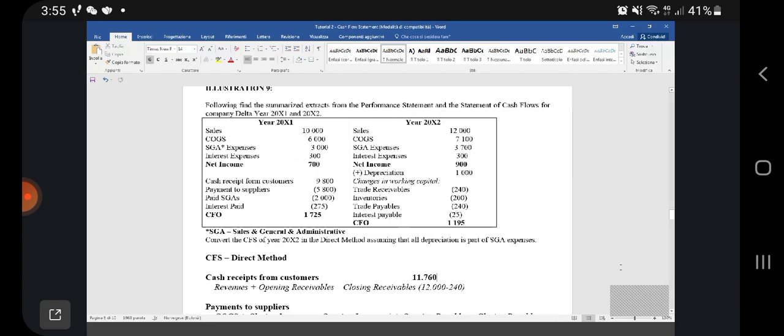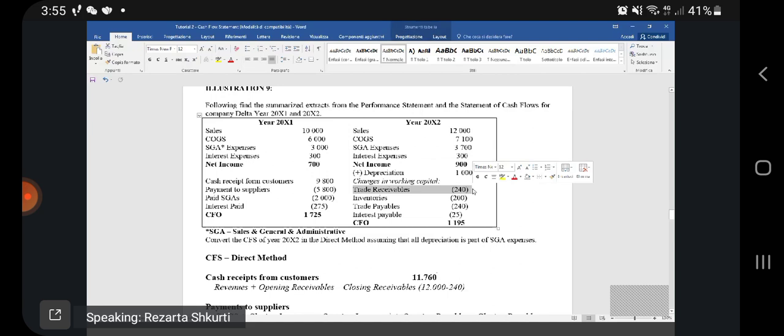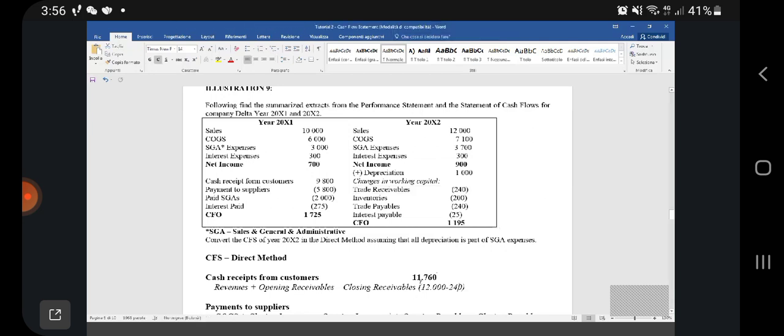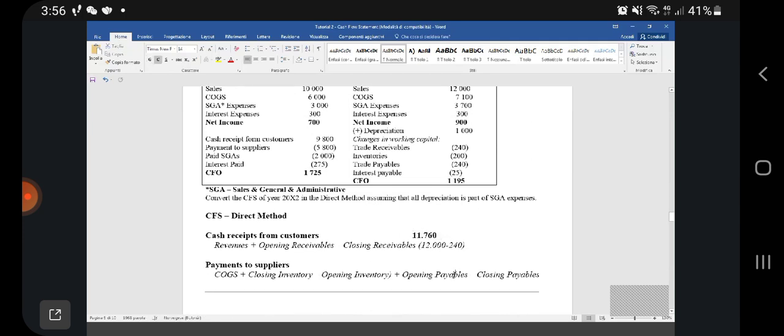Okay? Again, how did we calculate that? We combine together the revenue and the related item from the statement of financial position. Of course, I don't have the opening and closing balances, but I can think about that. How can we process all this information? We see that the impact of trade receivables is with a minus. That means that we have an increase in trade receivables. That means that we have received less than we have sold. So 12,000 less 240 is 11,760.